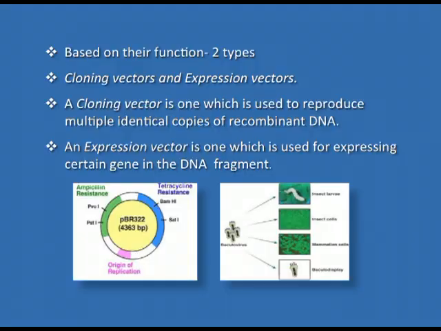Based upon the function, we come across two kinds of vectors, that is the cloning vectors as well as the expression vectors. Now what is a cloning vector? A cloning vector is one which is used to produce multiple identical copies of the recombinant DNA. Whereas an expression vector is one which is used for expressing certain genes in the DNA fragment. Below you can see the two pictures of the same.